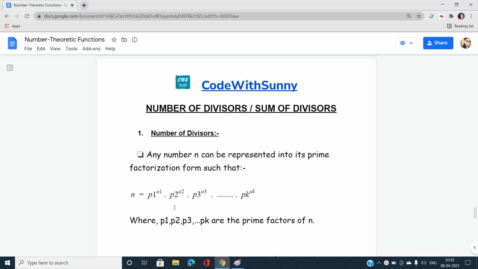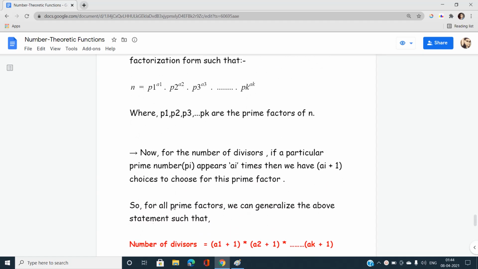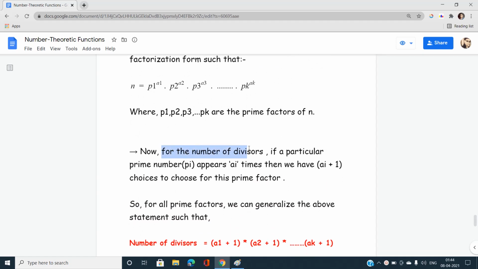So overall, for finding the number of divisors of this number n, the answer should be the total number of choices for choosing the divisors. It should be a1 plus 1 into a2 plus 1 into a3 plus 1 into a4 plus 1, and it goes up to ak plus 1, where there are k distinct prime factors of this number n.